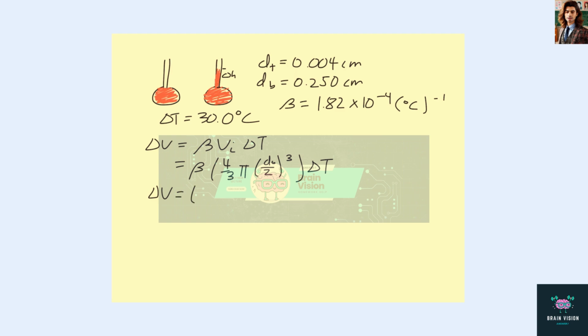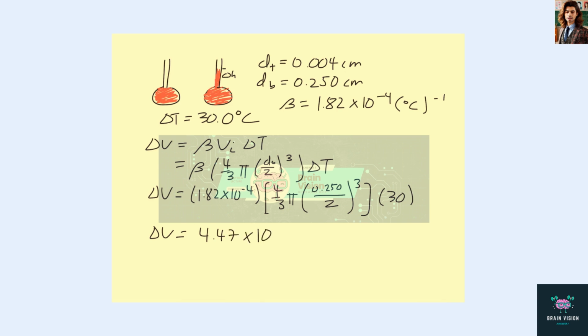Delta V is equal to 1.82 times 10 to the negative 4 times, I'm going to change my brackets here, 4/3 pi, diameter of the ball I had written as 0.250 centimeters. That's going to be halved, and that whole thing's going to be cubed, times delta T, which is given as 30 degrees Celsius. So our change of volume is going to be equal to 4.47 times 10 to the negative 5 centimeters cubed.